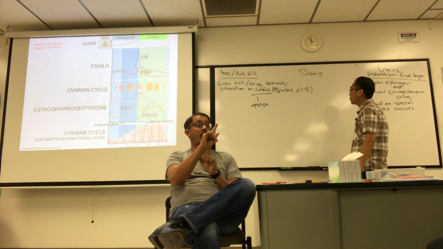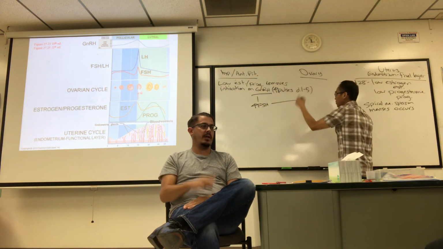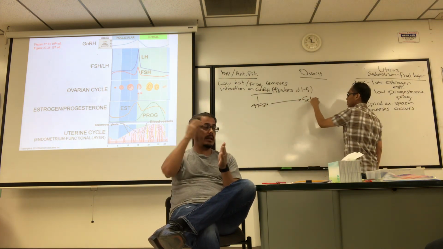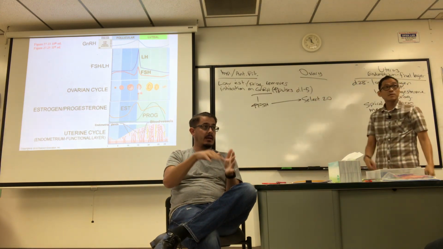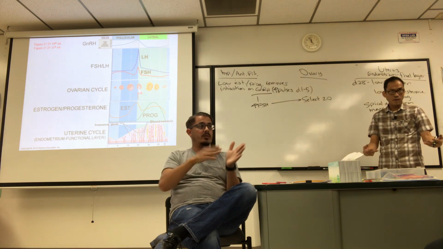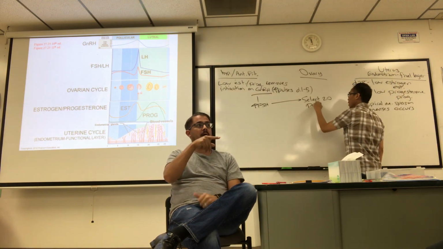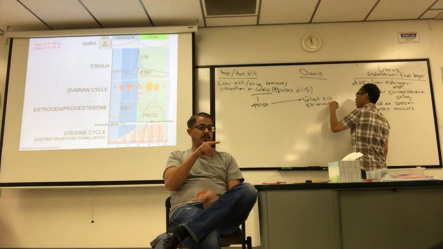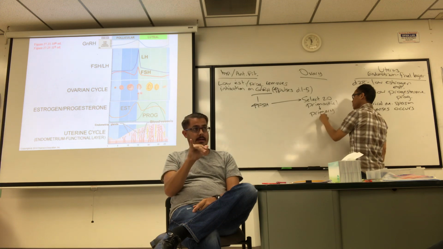So what that will do is stimulate the development. Again, you'll select your group of 20 follicles to develop. Just like we talked before, they proceed past primordial to primary to secondary.